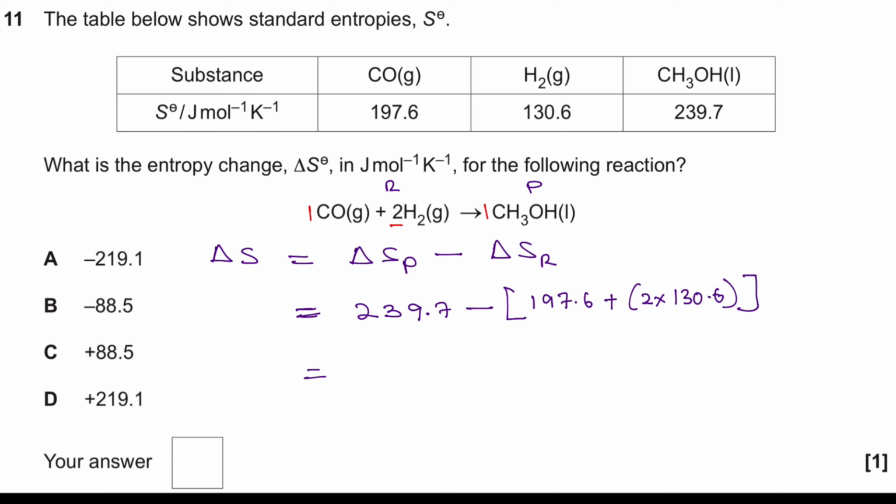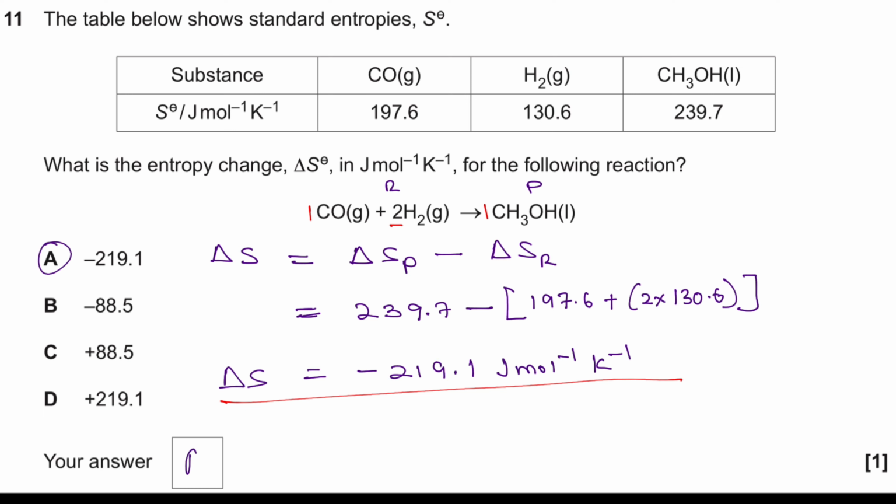Plugging that into calculator, we get minus 219.1 joules per mole per Kelvin. That will be the change in entropy for delta S. What has the minus 219.1 is A, so we have to put A there.